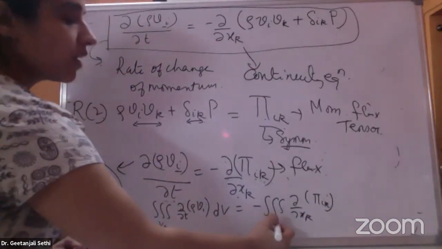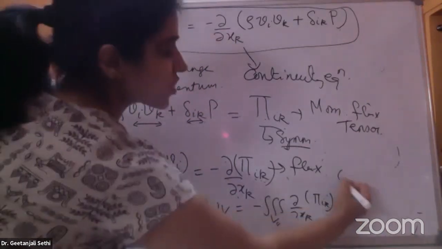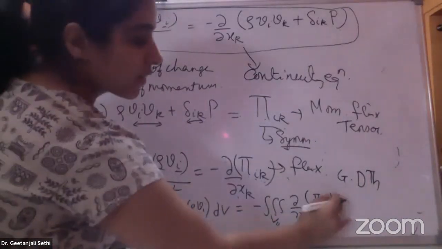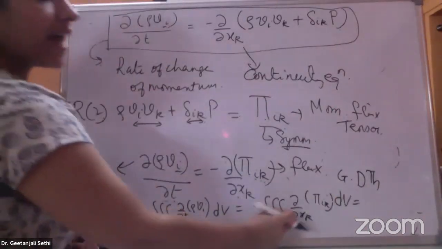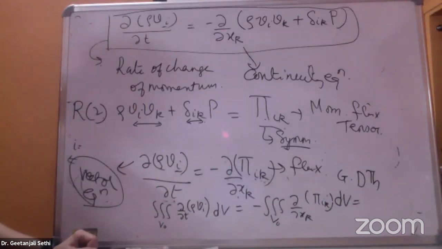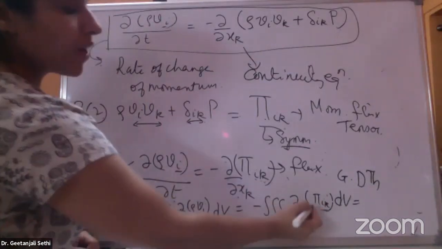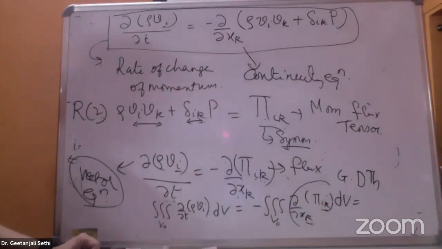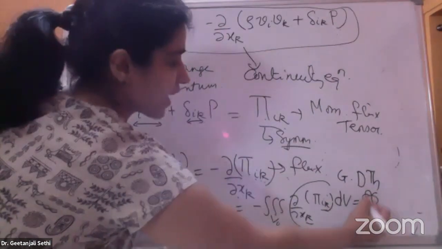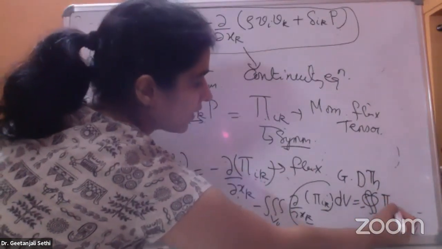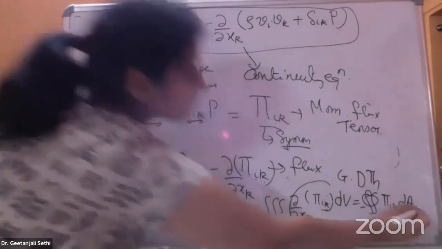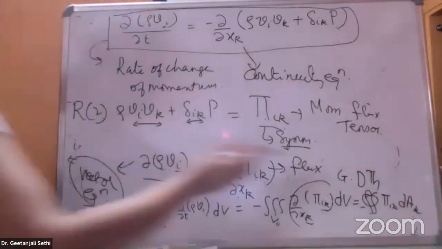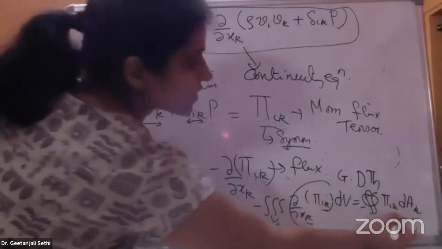Over V naught. Then again, using Gauss divergence theorem on the right hand side, because this is like del dot of a vector on the right hand side. One index is summed over, you have one free index. So this whole quantity is like a divergence of a quantity. I can write the right hand side with a minus sign as pi ik dak, where dak is the component of your area element along the kth direction. And that is why now you can see this term as a flux.